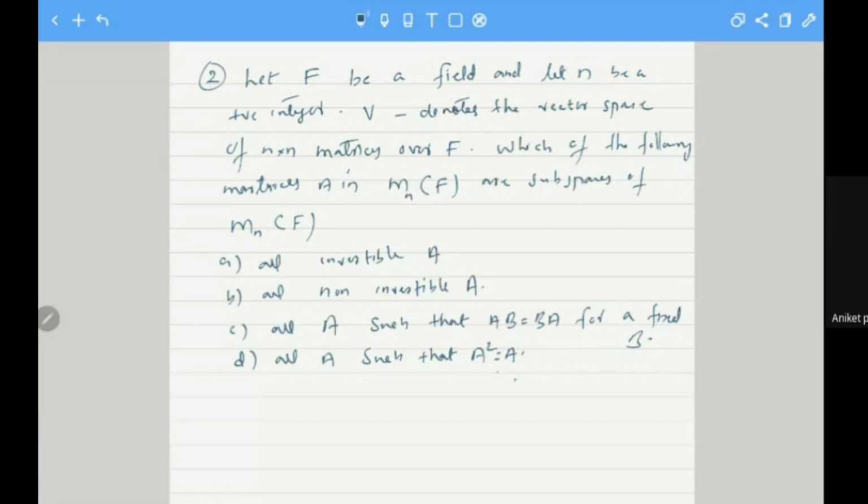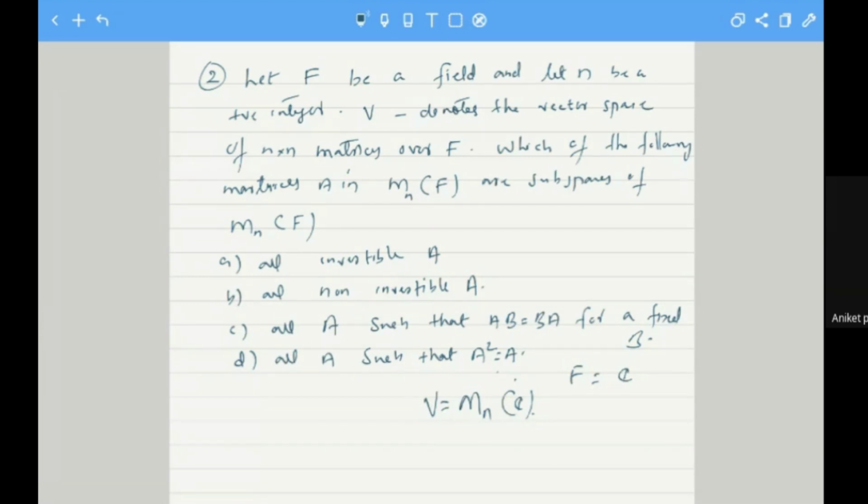So I will read the question once again. Let F be a field and n be a positive integer, and V denotes the vector space of all n by n matrices over F. For the time being, you can consider F as C, the set of complex numbers. So what we are considering is now Mn of C. For simplicity, just assume F is equal to C. Then which of the following matrices A in Mn of C are subspaces of Mn of C?